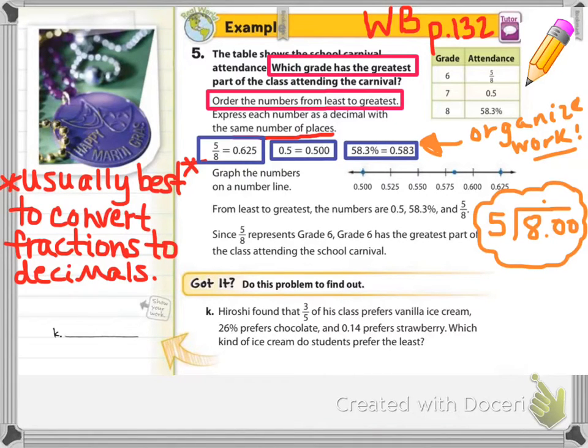The number furthest to the left is the least. The number furthest to the right is the greatest. So in this case, 5/8, which they got their answer as a decimal by dividing 5 divided by 8. You can actually work it out and compare. You should get the same decimal.